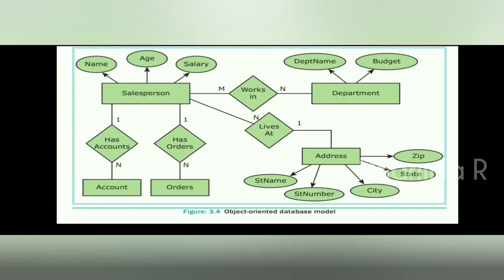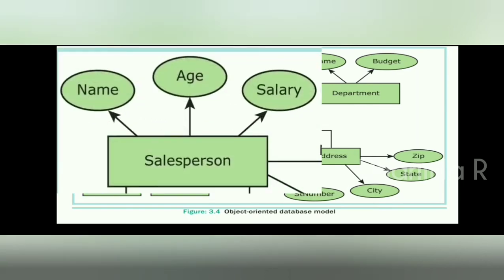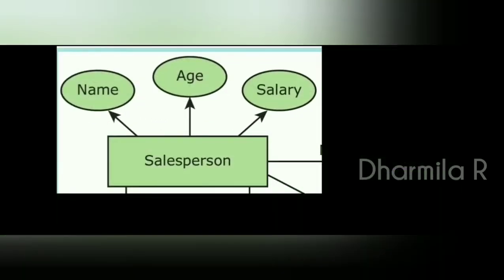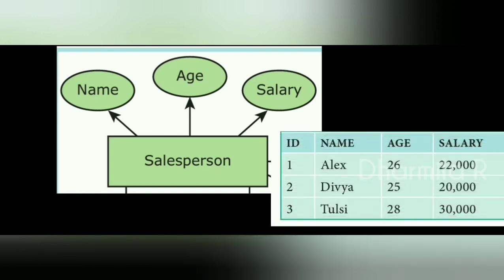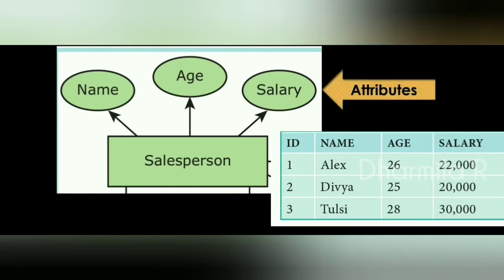Now in this entire model we are going to discuss only the first part of this picture, that is salesperson, name, age and salary. So what is salesperson? It is the name of the table. And what is name, age, salary? They are the attributes. Attributes means column. So in a table format you can see that is ID, name, age, salary. These are the column names. And salesperson is mentioned as entity. Entity means it is a table. So this is how the database is designed.